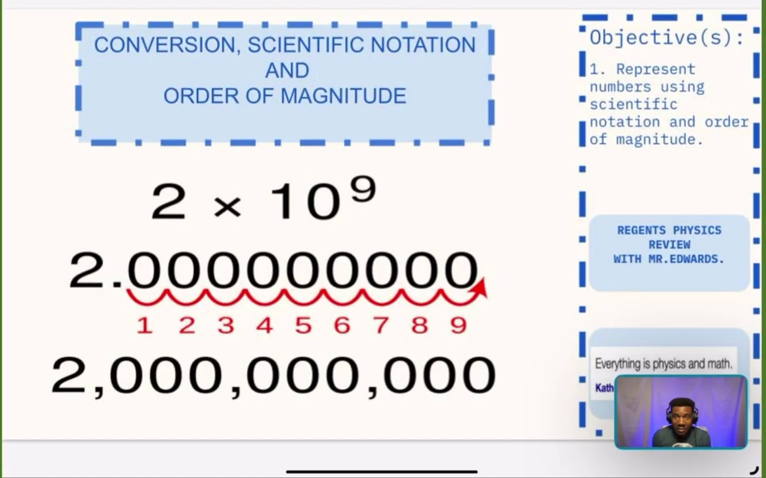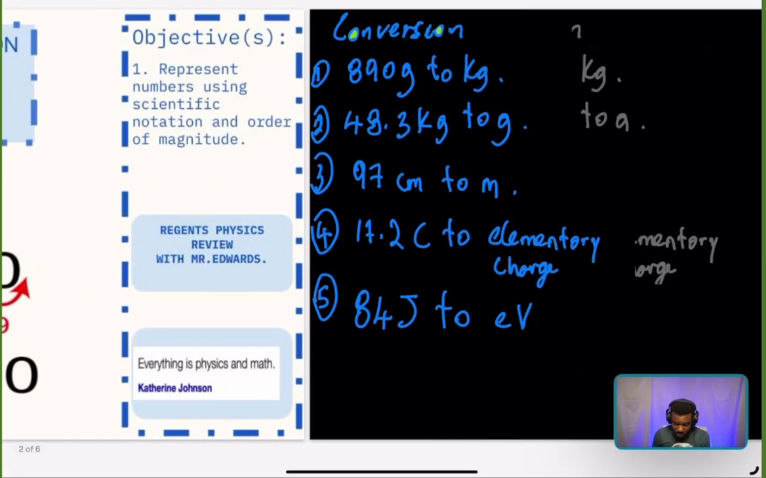Now, a lot of the time in physics, we are going to be required to convert stuff. For example, you might be given a mass in grams. You should be able to convert it to kilograms because we work in our SI units. You might be given a distance in centimeters, and you will be required to convert it to meters, which is our SI unit. So let us look at some things in regards to scientific notation, conversion, and order of magnitude.